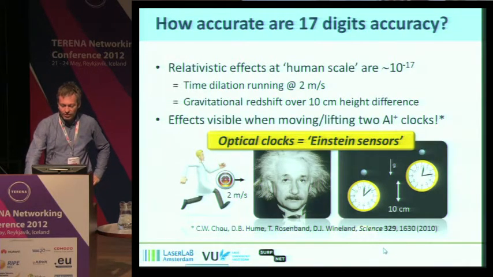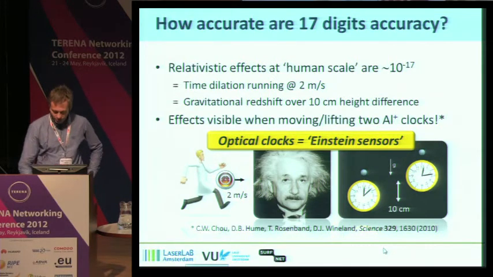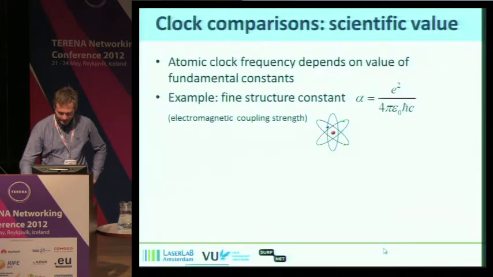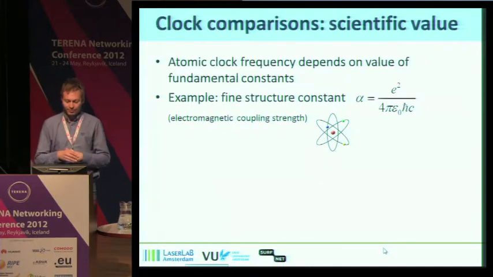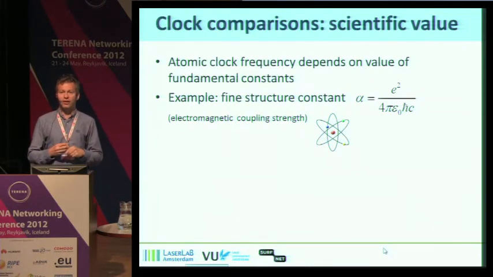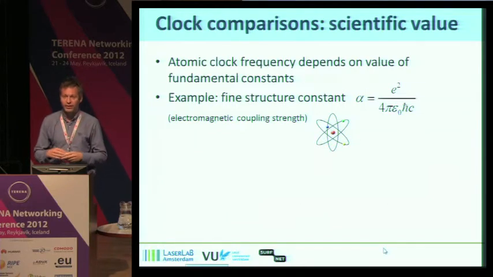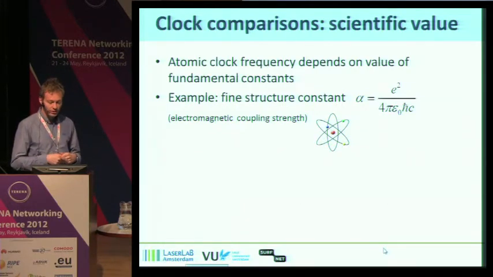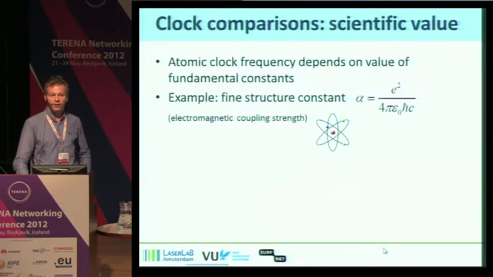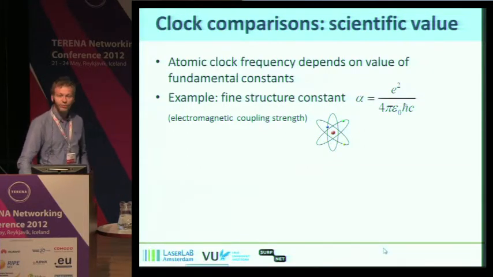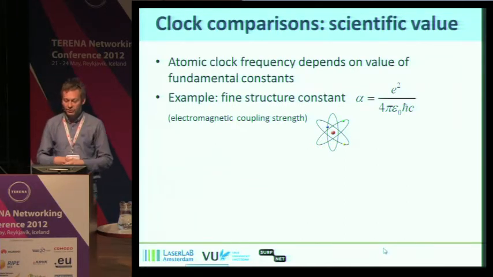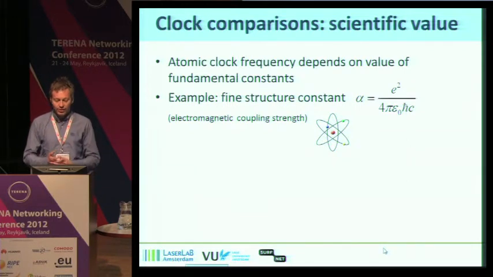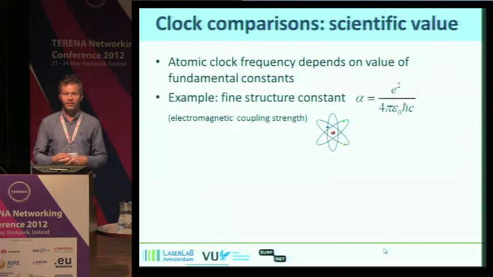So optical clocks are not only time-keeping devices, but they've also become what I call Einstein sensors of these funny relativistic effects. There's more scientific value to these optical clocks, because the clock frequency depends on the structure of the atom, the way the electrons are arranged around the nucleus, and it also depends on the value of fundamental constants. For instance, there is the so-called fine structure constant alpha, which is made up from other constants like the electron charge and the speed of light. We call them fundamental constants of nature, but actually that's just an empirical fact.